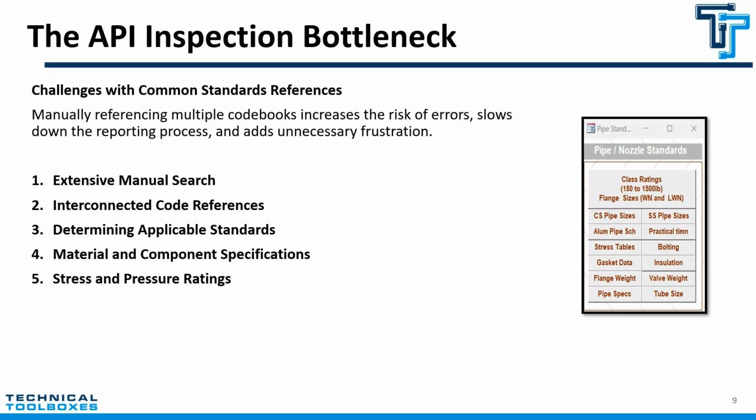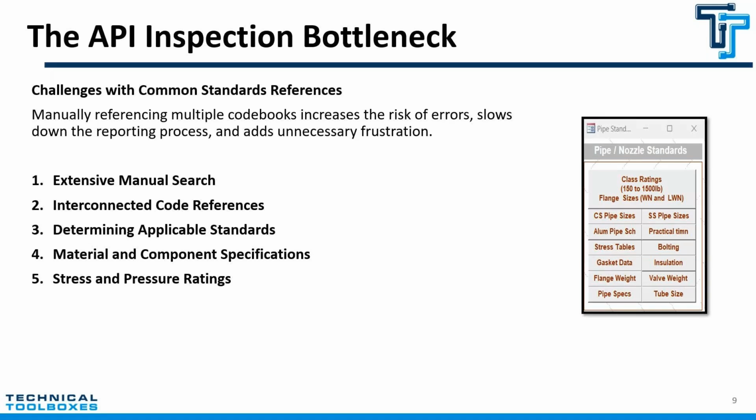Inspectors must identify the correct piping code among options such as ASME B31.1, B31.3, B31.4, and B16.5. Selecting the appropriate standard adds another layer of complexity. You have material and component specifications. Different pipe sizes and schedules vary based on material specifications, requiring inspectors to cross-check standards to determine the correct dimensions. Additionally, various components, weld necks, long weld necks, have unique specifications that must be verified.